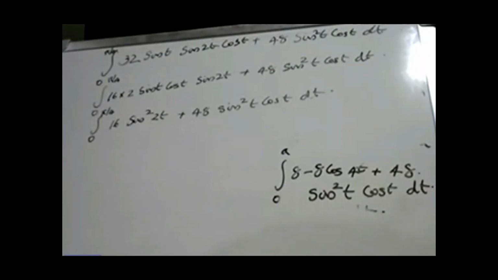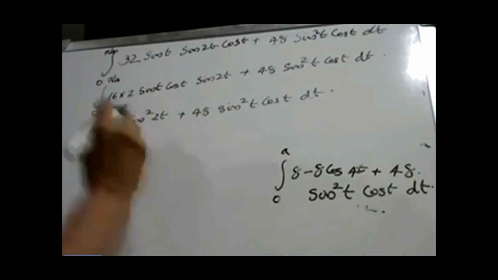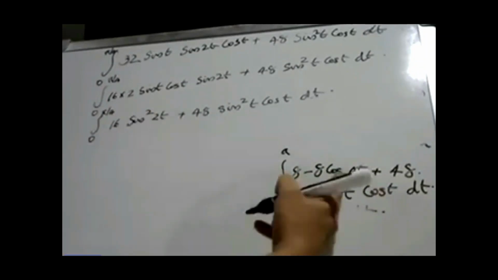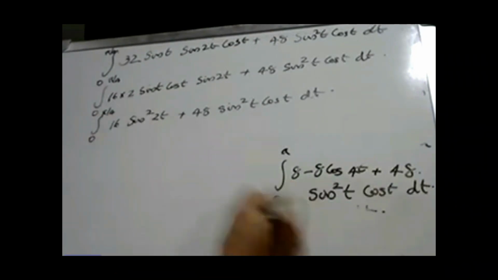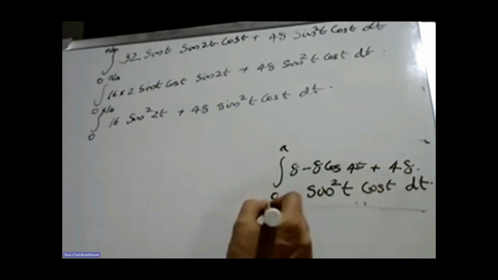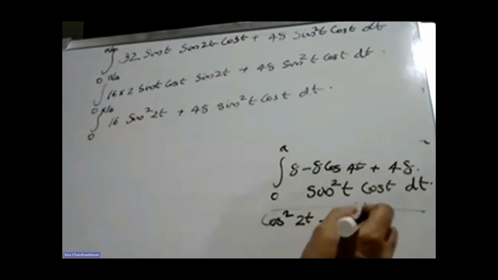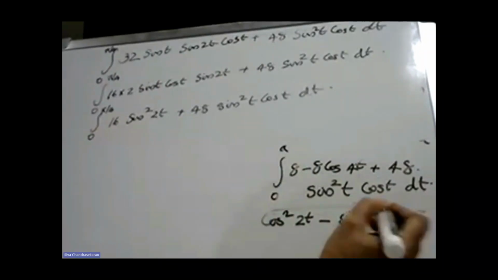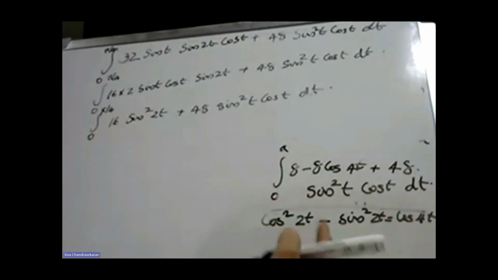Now for the next part, I have to replace this sine square 2t with cos 4t. I have to get it as cos 4t. So what I'm going to do is that we know cos square 2t minus sine square 2t is equal to cos 4t, because cos square t minus sine square t is equal to cos 2t. Since I have taken 2t, it's 2 times 2, which is equal to 4t.